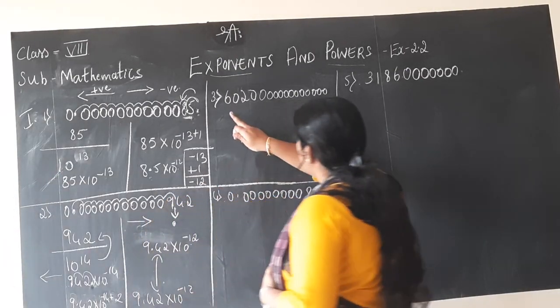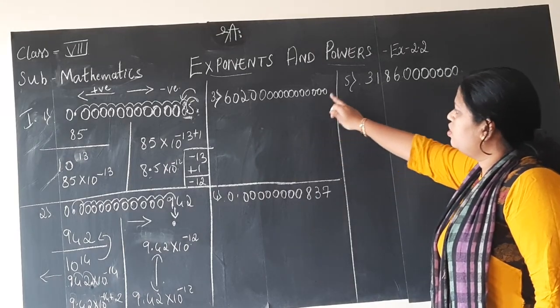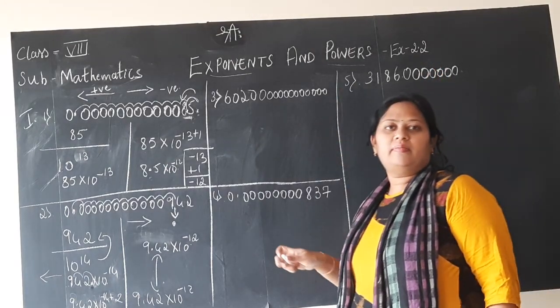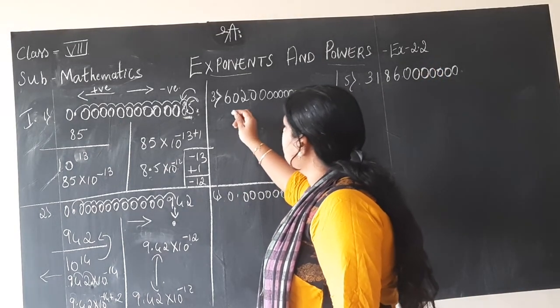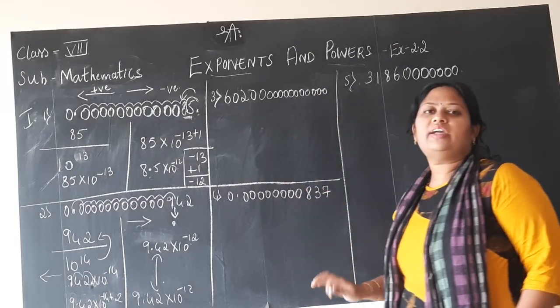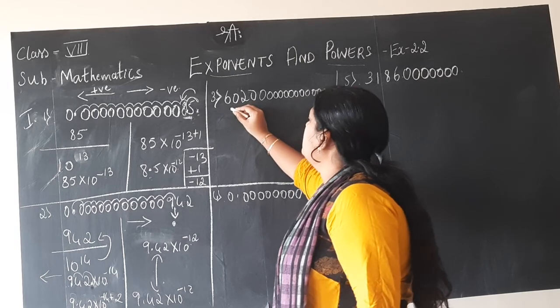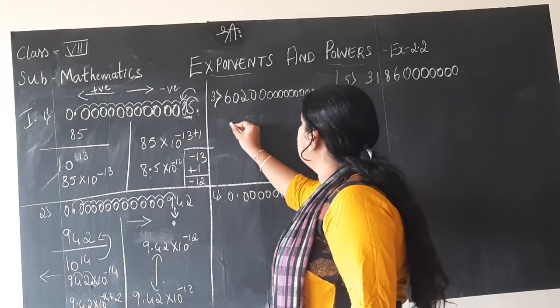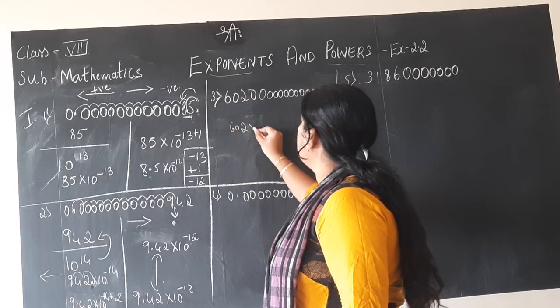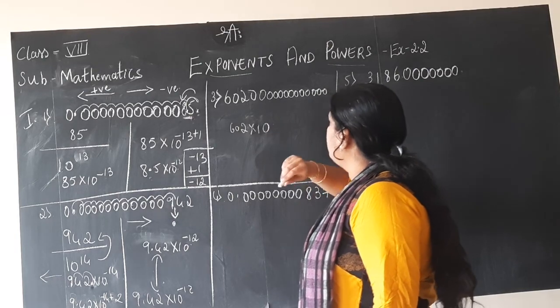Now look at the third question. Here, it is followed by zeros and it is a bigger number, isn't it? So, whenever you have bigger numbers, your work is easy. The power will be positive. The exponent will be positive. So, 602 is the number. I will write 602 into 10 to the power.